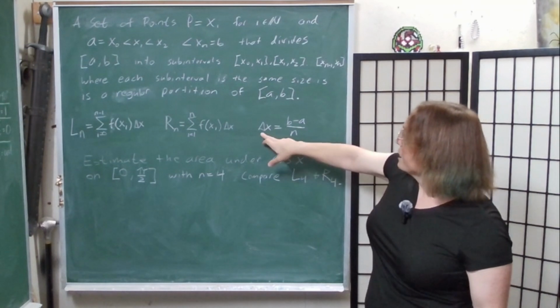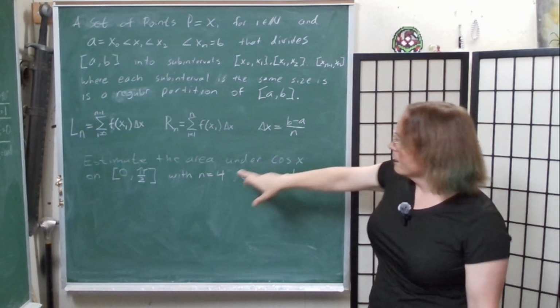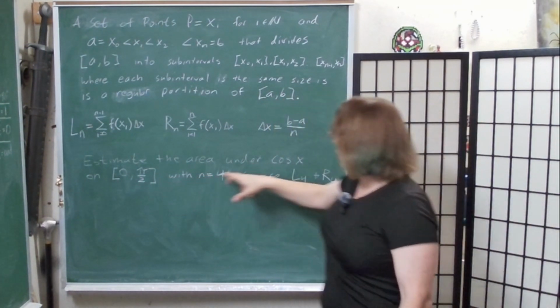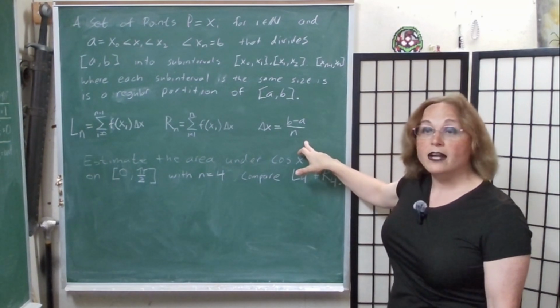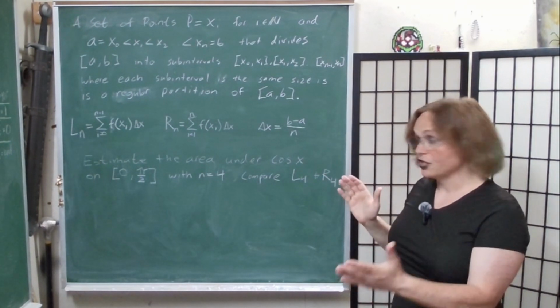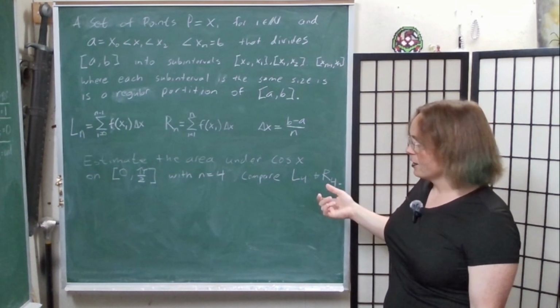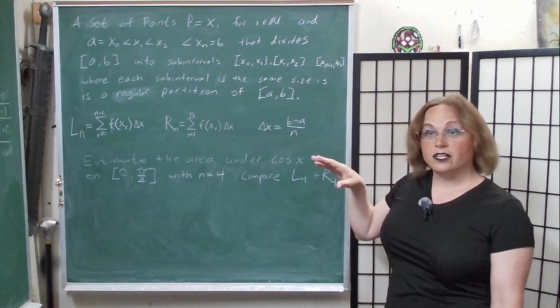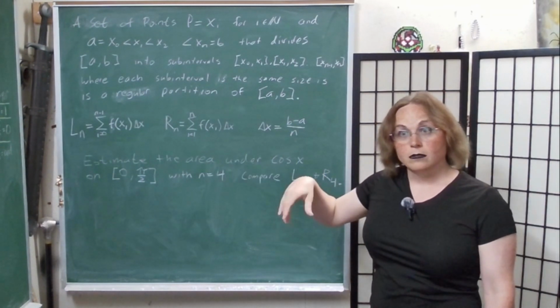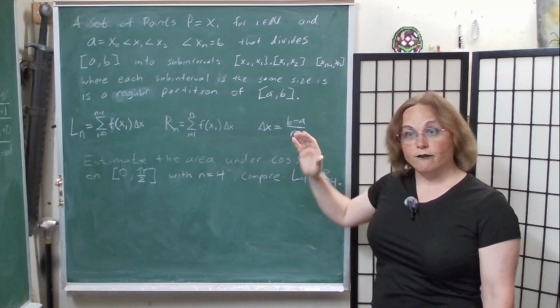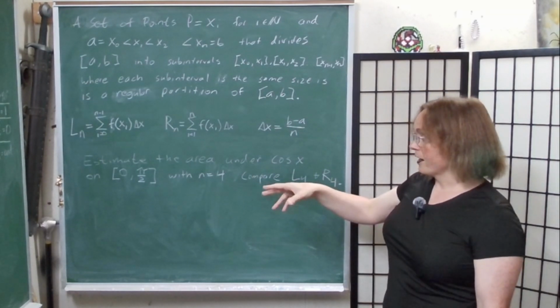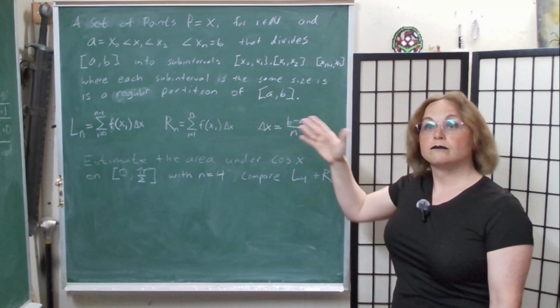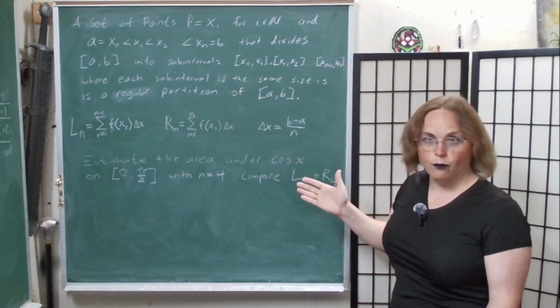Now, the delta x, we simply take pi over 2 minus 0 and then divide by 4. And that'll tell us the size of each of our partitions. So in this situation, that's going to be pi over 8. So that means that our x0 is going to be 0, our x1 is going to be pi over 8, and then our x2 is going to be 2 pi over 8 or pi over 4, and so on and so forth.